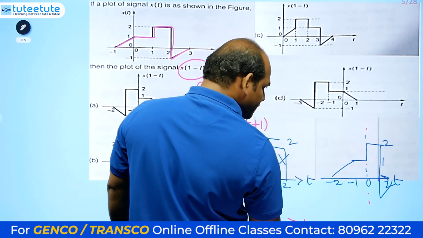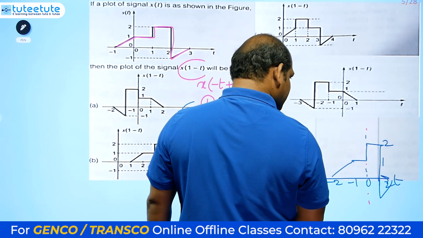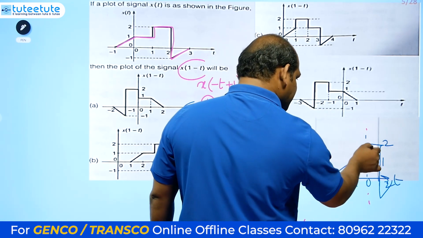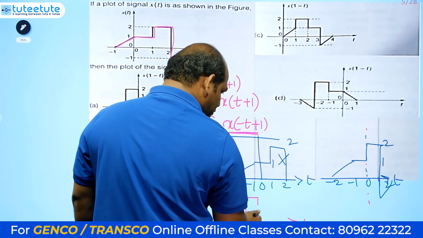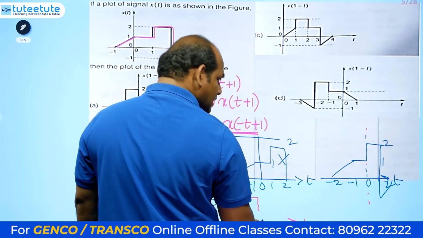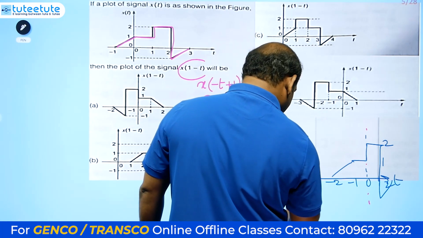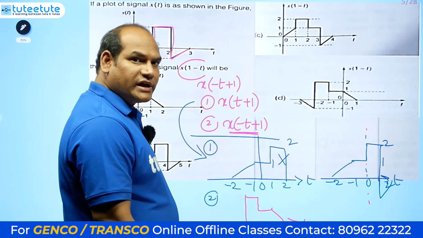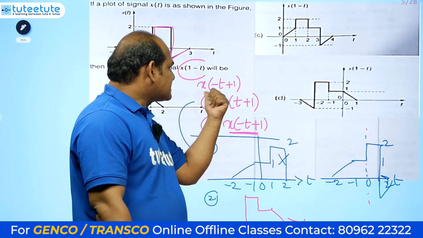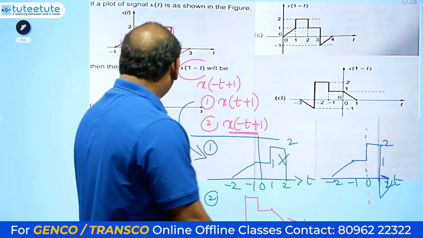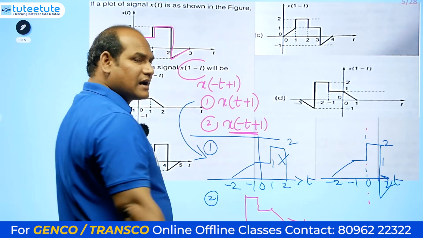Next here, this is 0 actually. At 0, the amplitude changes from 1 to 2, then it maintains 1, then it will reduce like this. So like this we can take. This is nothing but our required signal, x of -t + 1. So which option is the correct option here? We can tell option A is the correct option.